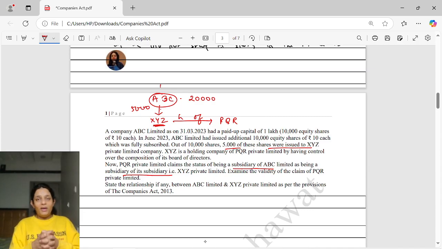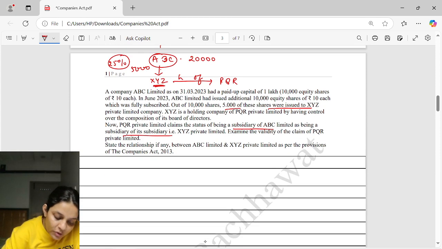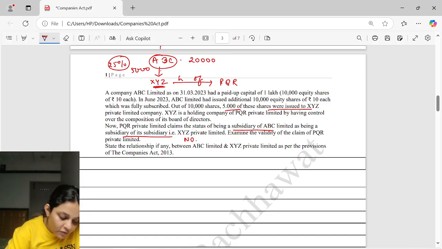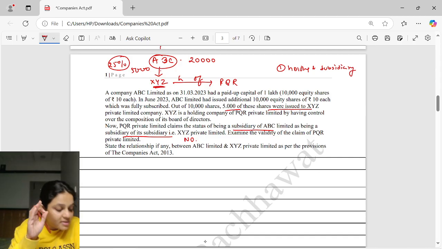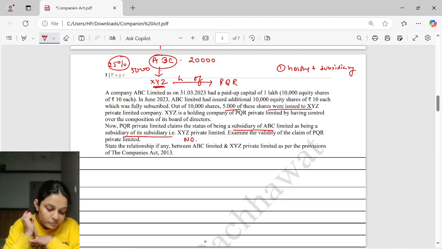But anyway, to become a subsidiary, you need to hold more than half. Whereas here, the holding is only 25%. So is the claim of PQR Limited correct? No. Why? Because XYZ is not the subsidiary of ABC. State the relation, if any, between ABC and XYZ. So here, first of all, I have to write about what? This is very important. When you are trying to figure out a question, the first thing I need to do is figure out the provisions. So here, one provision I've understood, I have to write about holding and subsidiary.